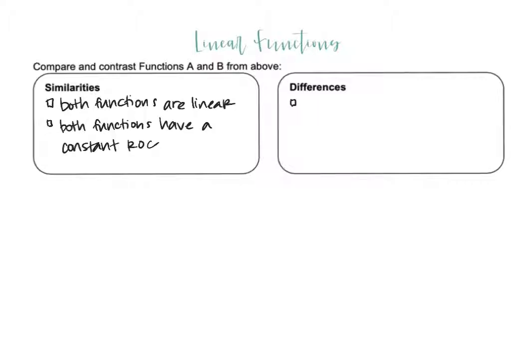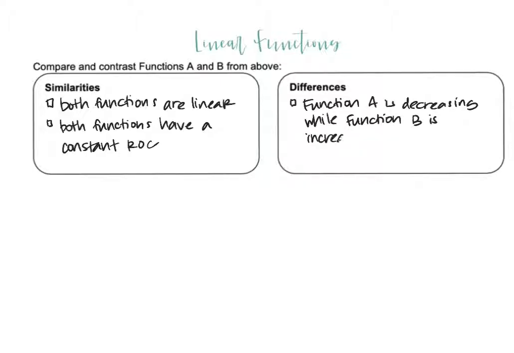So for 2 differences then, I notice that function A is decreasing while function B is increasing. And because those are different, I notice that the rates of change are different because function A would have a negative rate of change and function B would have a positive rate of change.